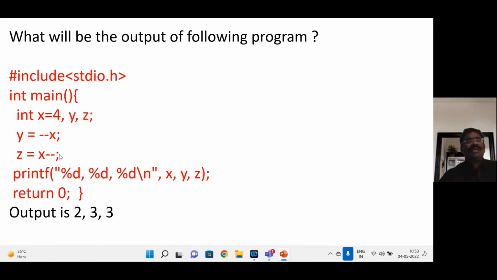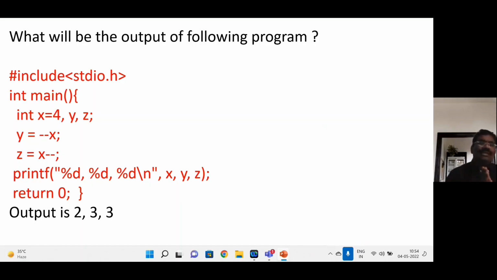z is equal to x-- means post-decrement. First x is 3 after the pre-decrement. After that, the same 3 is assigned to z, and then x will be decremented by 1. So that's why you get y equal to 3, z equal to 3, and x is equal to 2.